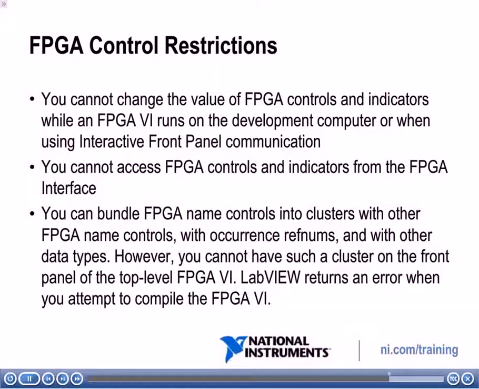Okay, so real quick, just wanted to go over some FPGA control restrictions. Okay, let's go over the first one. You cannot change the value of FPGA controls and indicators while an FPGA VI runs on the development computer or when using interactive front panel communication. So basically, you can only change the value of an FPGA control on the front panel when the VI is not running. This is because FPGA control ref nums must be constant references during runtime.